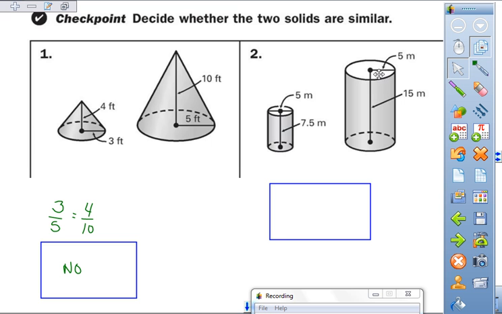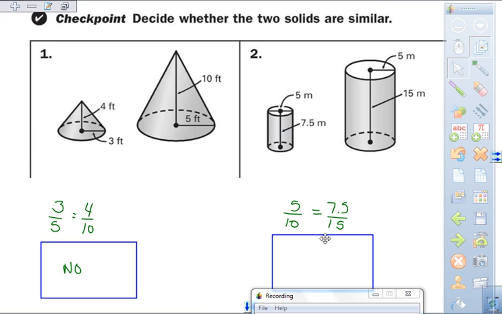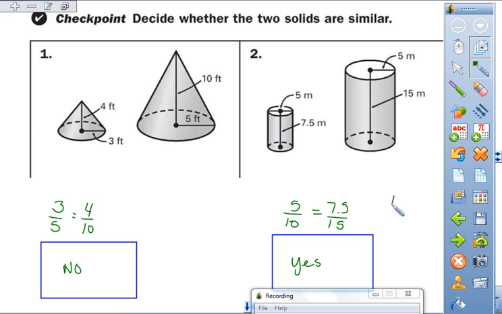In the second picture, the 5 is the radius, so we either need to double this to compare diameter to diameter or take half of 5 in the first picture to compare radius to radius. So I looked at diameters. So the first diameter is 5, the second diameter would be 10, the first height is 7.5, second height is 15. And it looks like those relationships reduce to 1/2, so this would be a yes. And that is our scale factor, 1 to 2.